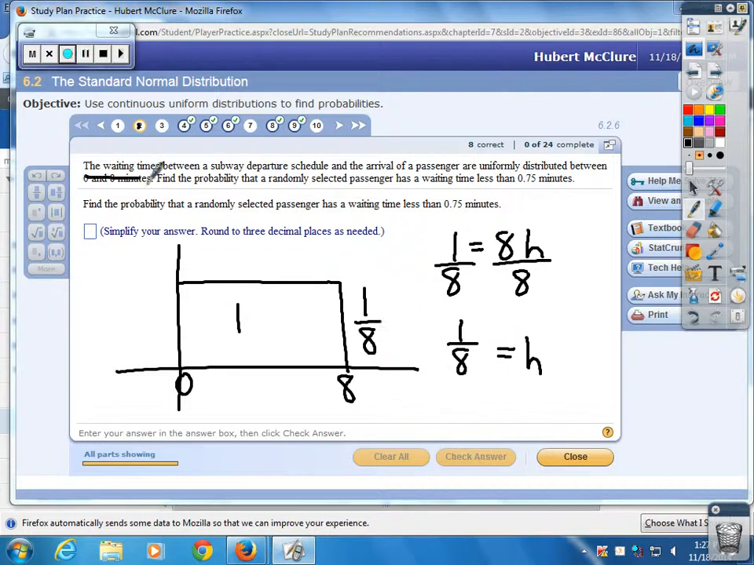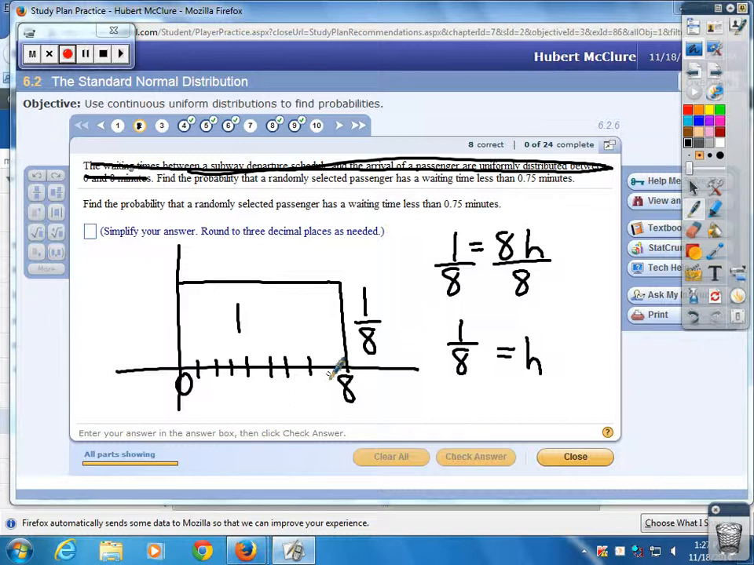Okay, so that takes care of the first part of the sentence. Now, what does the second part say? Find the probability that it is less than 0.75 minutes. 0.75 minutes, okay. 1, 2, 3, 4, 5, 6, 7, 8. Don't laugh at my marks, okay? All right, 0.75 would be right in here, right? And what area is to the less than 0.75? It's this area right here. So all we need is the new base. What's the new base?